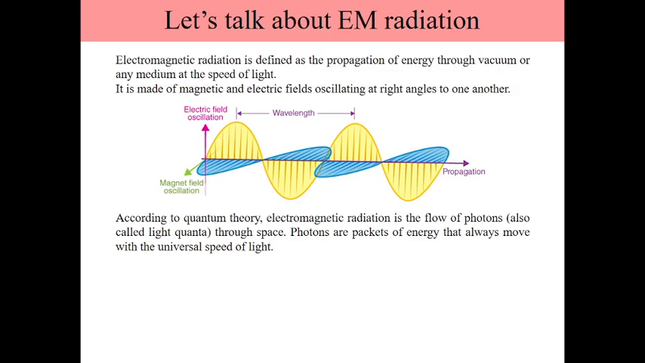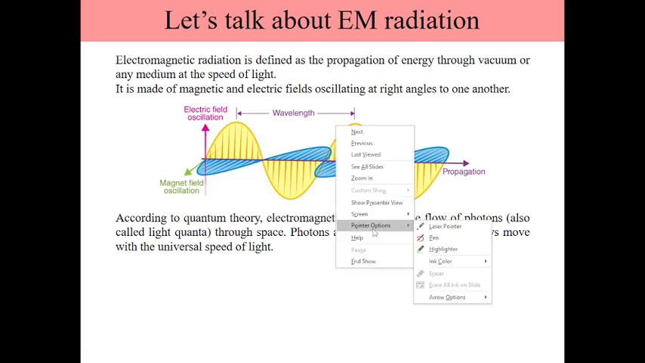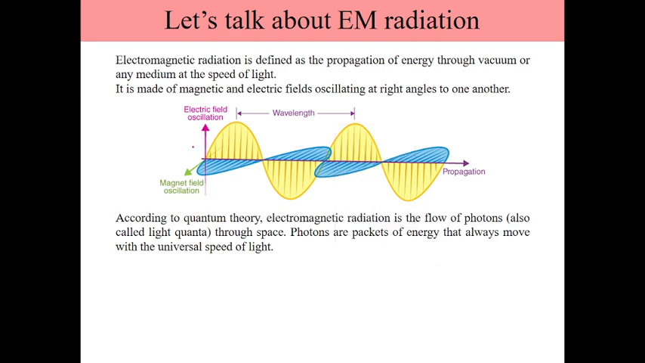So let us talk about electromagnetic radiations first. Electromagnetic radiation is defined as the propagation of energy through vacuum or any medium at the speed of light. So I will be using this marker today. It makes it easier. So if you look at this diagram, this is the axis of propagation of the wave.